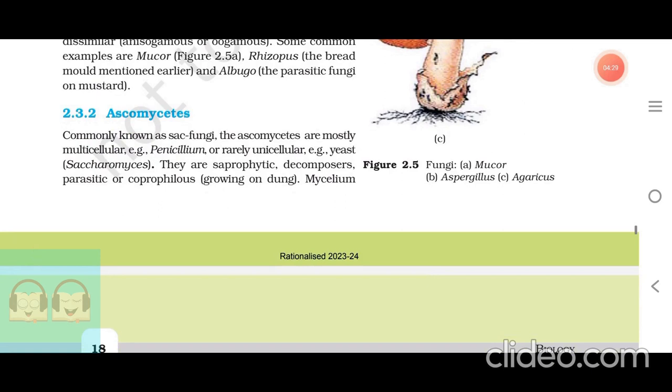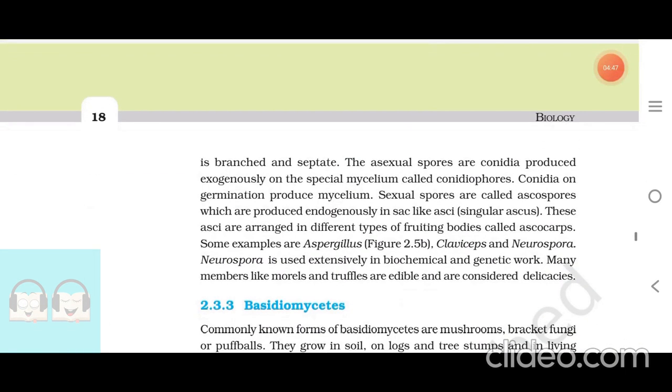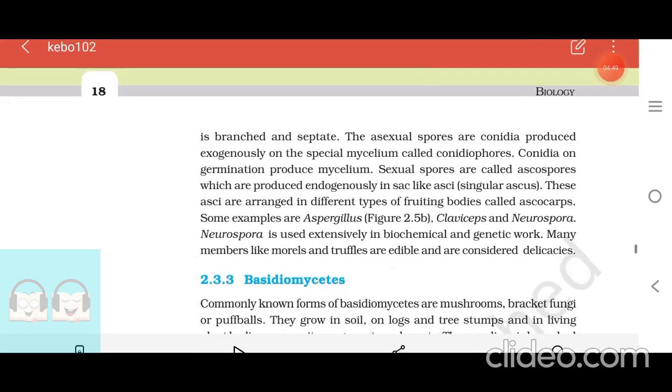Ascomycetes. Commonly known as sac fungi, the ascomycetes are mostly multicellular, for example Penicillium, or rarely unicellular, for example yeast, Saccharomyces. They are saprophytic, decomposers, parasitic, or coprophilous, growing on dung. Mycelium is branched and septate.